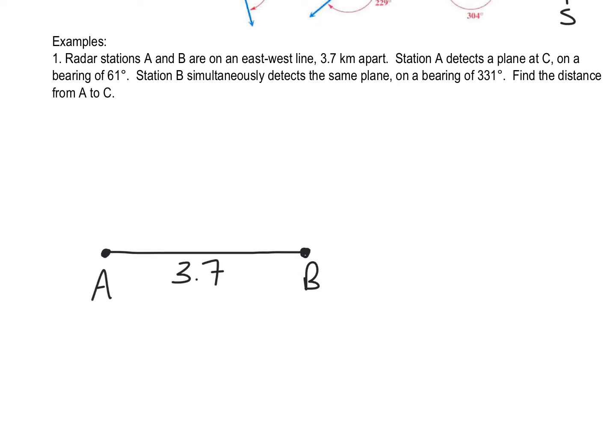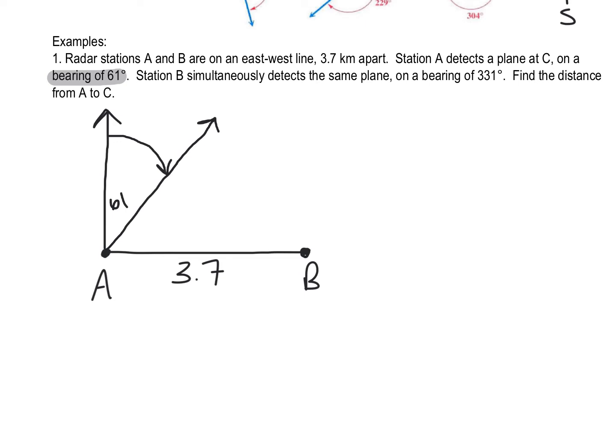Station A detects a plane at point C on a bearing of 61 degrees. So this is the new thing. We have a bearing of 61 degrees. What I'm going to have to do with that is draw a line from A north, because that's how a bearing always starts. And then if I go 61 degrees this way, that's where my angle finishes. So I'm going to put a 61 here. That's how you do bearings.